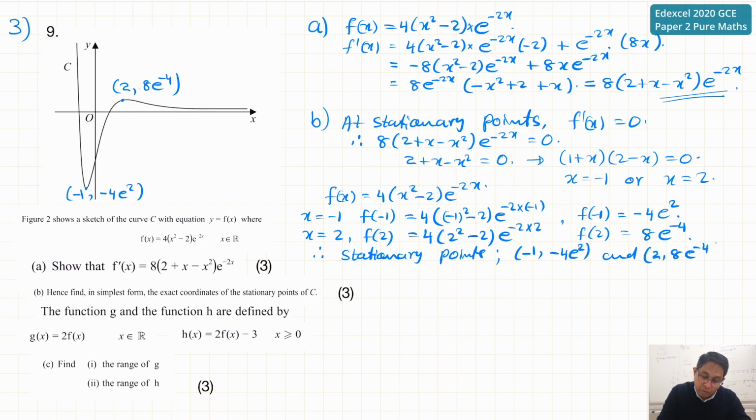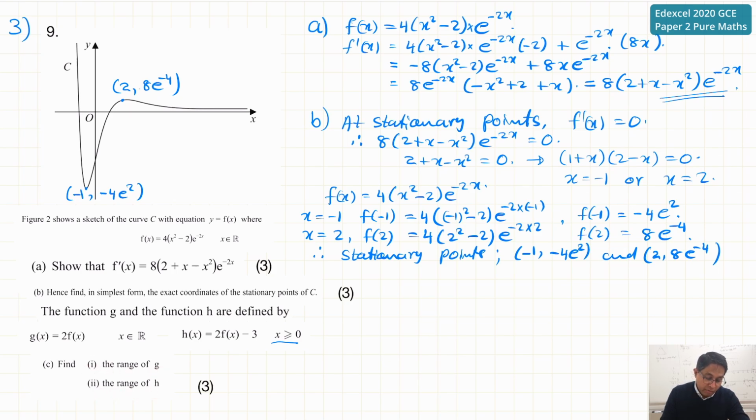And they give you two functions g and h. g of x equals 2 times f of x, x is a real number. h of x equals 2f of x minus 3 and the domain is x greater than or equal to 0. So we need to be careful with this domain. They ask you to find the range of g and the range of h.